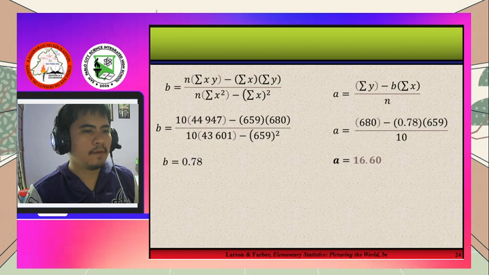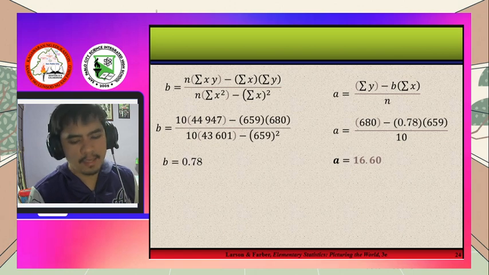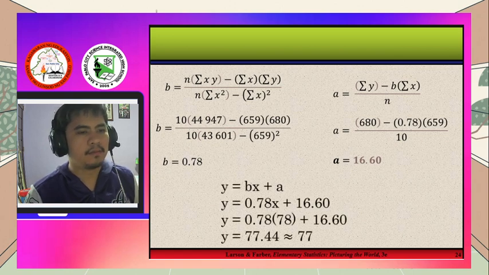And since we were able to solve for the slope and the y-intercept, we will just substitute the values of b and a in our regression equation. Y is equal to bx plus a. So y is equal to 0.78x plus 16.60.